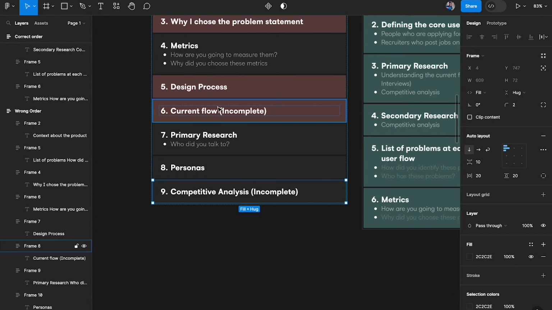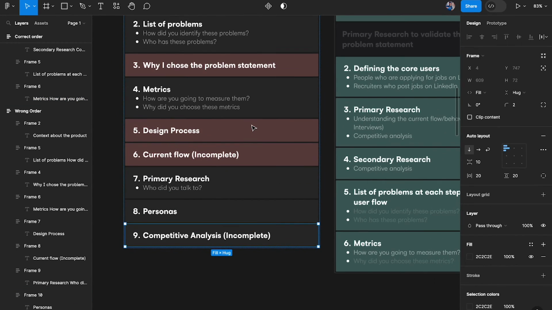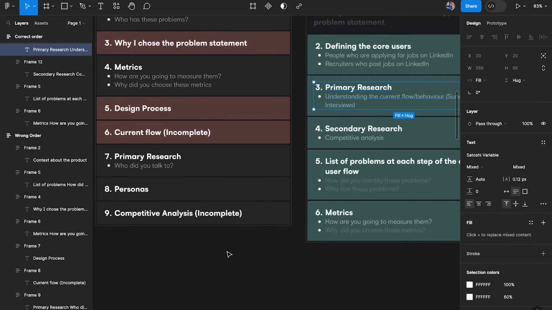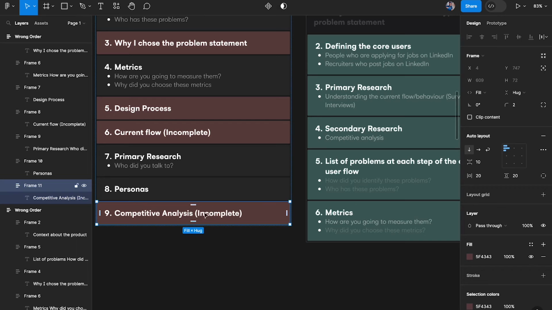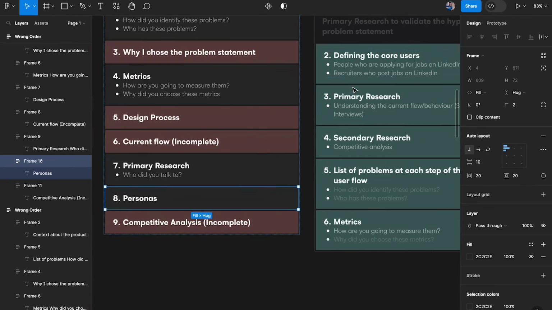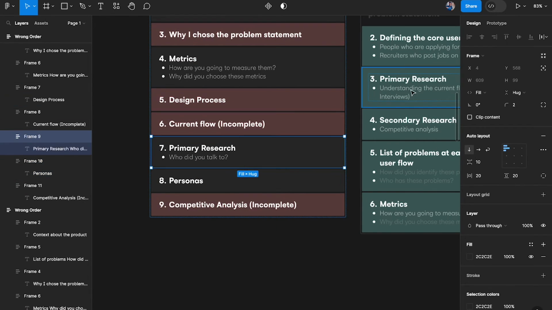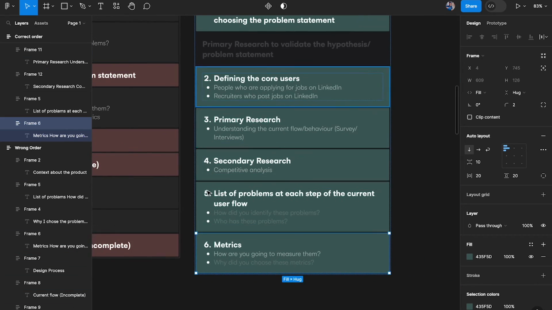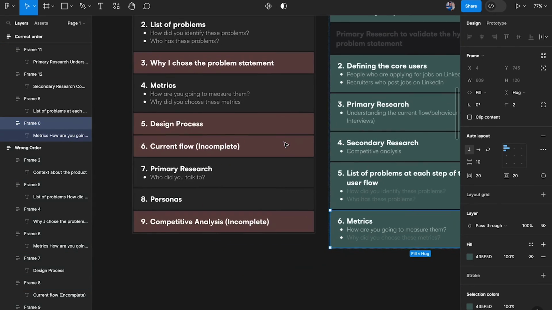So this is incomplete. This is incomplete. I'm going to remove this over from here. And then I'm going to make this also blue, right? This is incomplete, right? Personas also, I'm going to add it, but even though it's not perfect, it's fine. And then primary research, we've added that over here, and metrics we moved to the bottom, right? As you can see over here, the order is completely messed up. And here we're fixing that order, all right?